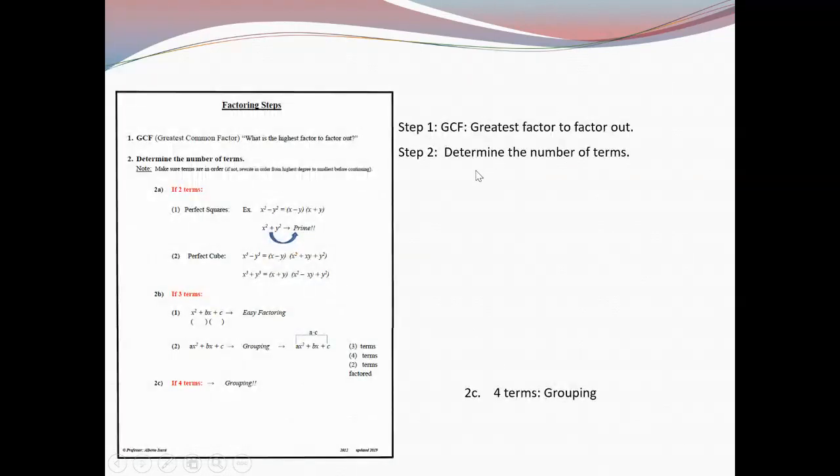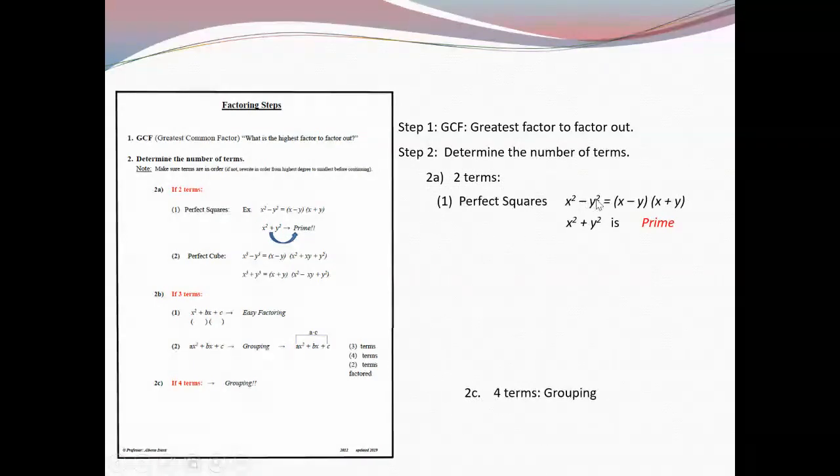Okay. So now, guys, we did this, right? So we went from step 1, we already did that. We did 2C. Now let's do 2A. Determine the number of terms, right? What happens if it's 2 terms? It's either going to be perfect squares, which would be x squared minus y squared. This is a difference of 2 squares, and there's no such thing as a sum, because if it's x squared plus y squared, it's going to be prime. What does that mean? If it's plus, it's prime, means it cannot be factored. Doing it this way, it cannot be factored.